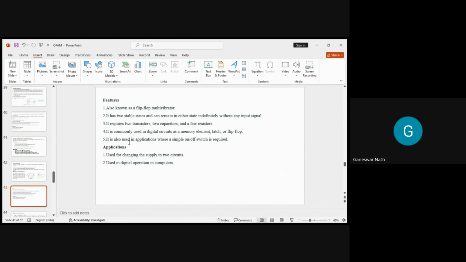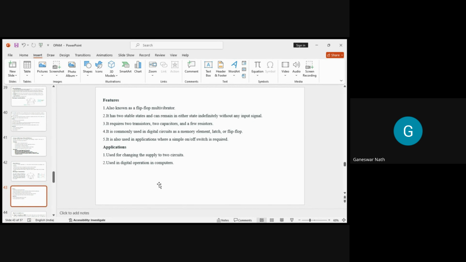It has two stable states and can remain in either state indefinitely without any input signal. It requires two transistors, two capacitors, and a few resistors. It is commonly used in digital circuits as a memory element, latch or flip-flop. It is also used in applications where a simple on-off switch is required. The application may be for changing the supply of the circuit and used for digital operation.